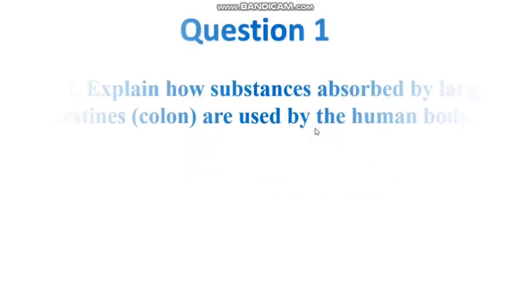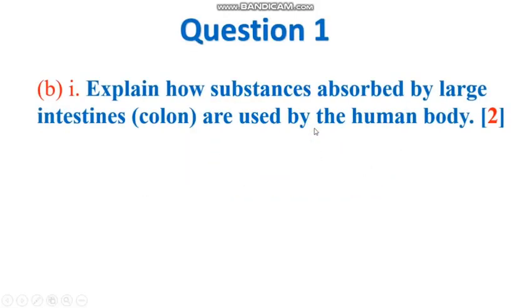So we now come to our question B. So here is our question B1. Explain how substances absorbed by large intestines are used by the human body. So here we need to explain how the substances that are absorbed by the colon, which is the large intestines, are used by the human body, which is just carrying what? 2 marks.